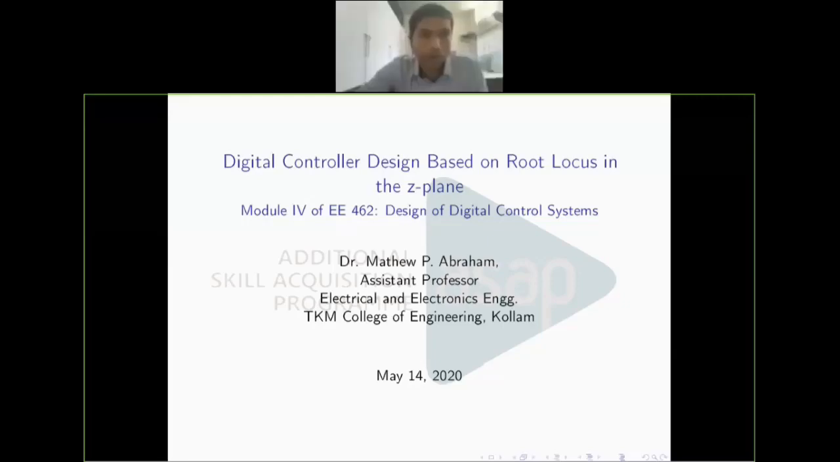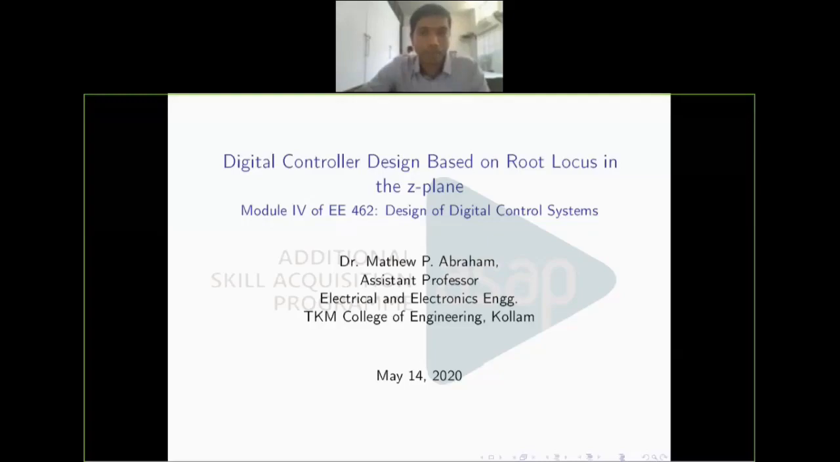So the topic for today's session is digital controller design based on root locus in the Z plane. And this topic is coming as a part of module 4 of the course EE 462, design of digital control systems.